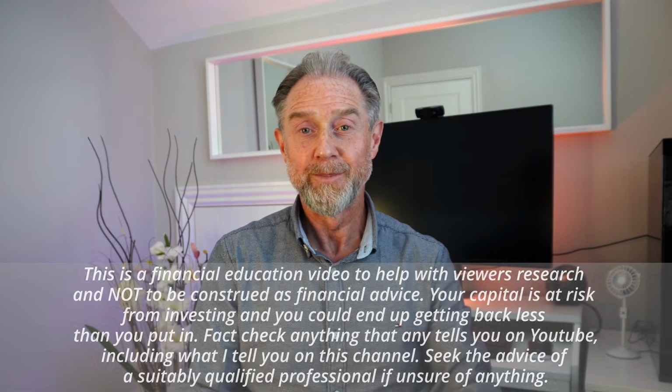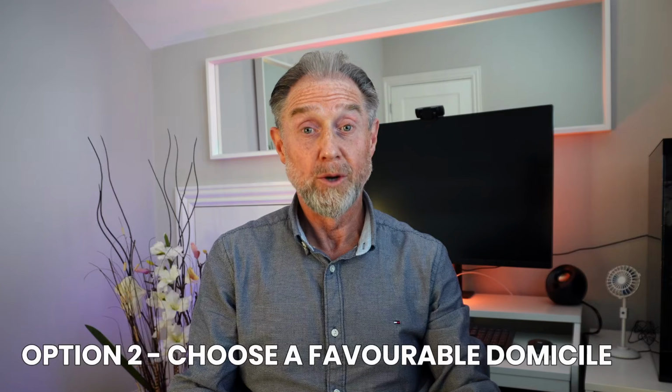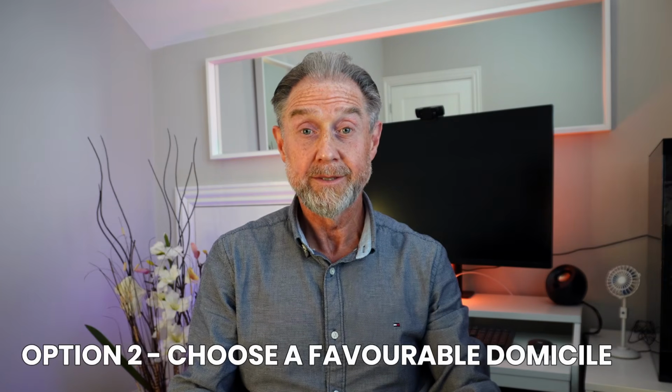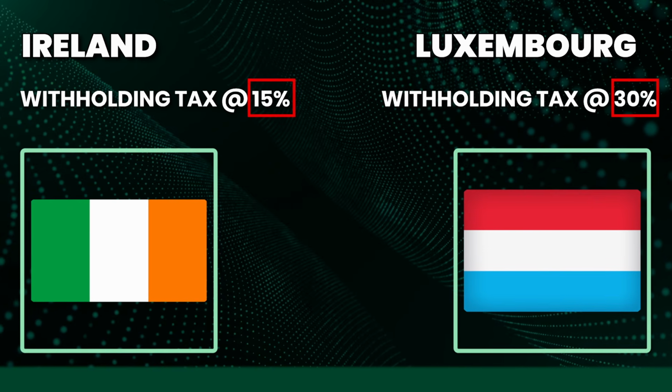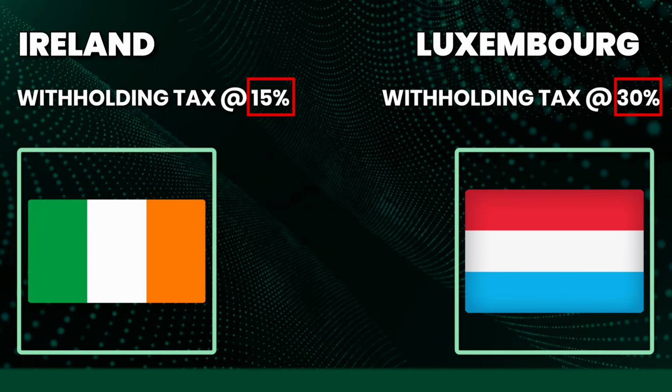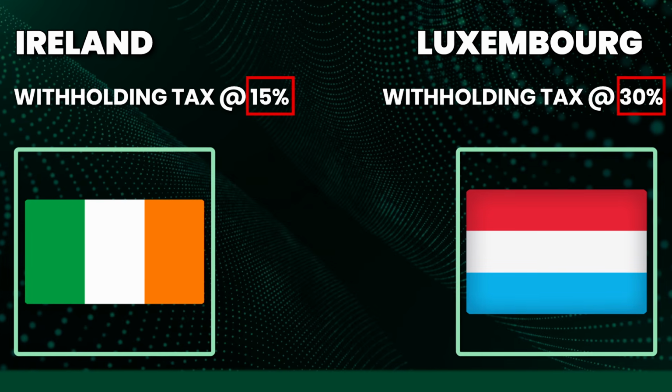And on that note, I should remind you that this is a financial education video, and I'm not giving you financial advice here. Option 2, choose funds domiciled in countries with better tax treaties. This seems like a better idea, to at least manage and minimise the tax, as some countries have different agreements with the US, which can reduce the tax drag. As already mentioned, the example being Irish domiciled funds only being charged 15%, whereas the tax on US dividends in Luxembourg domiciled funds is double.